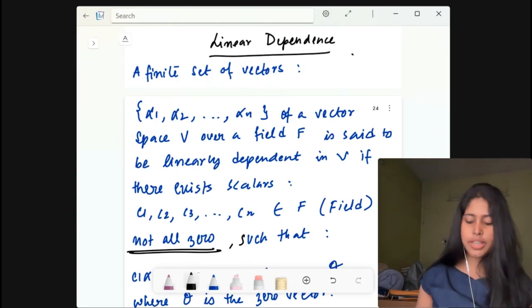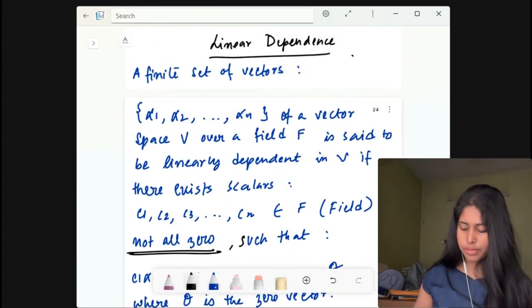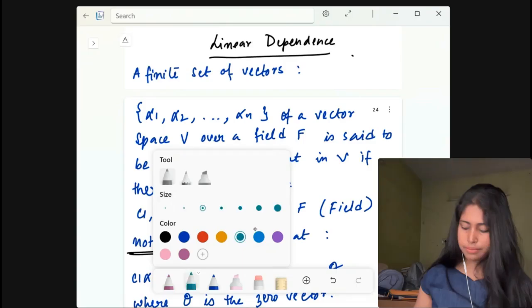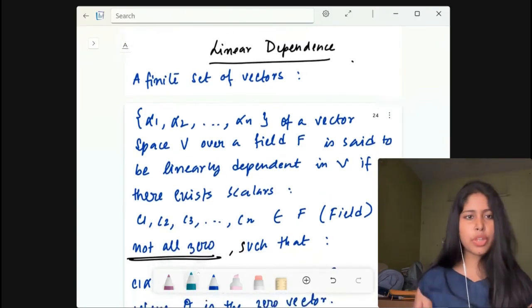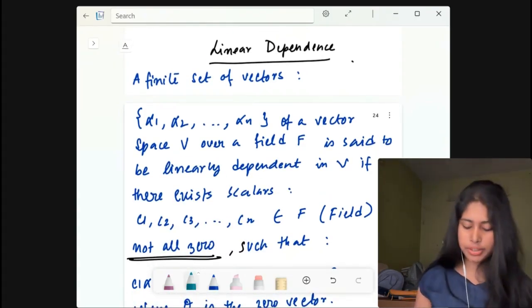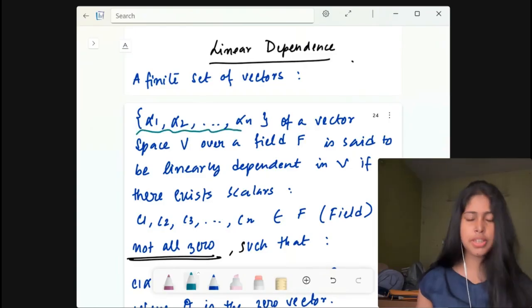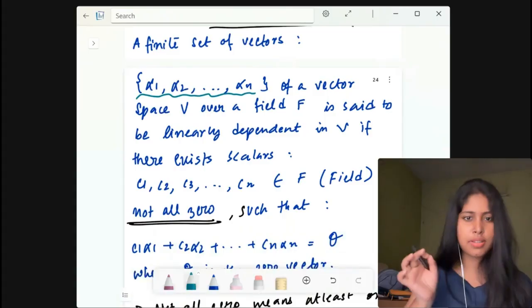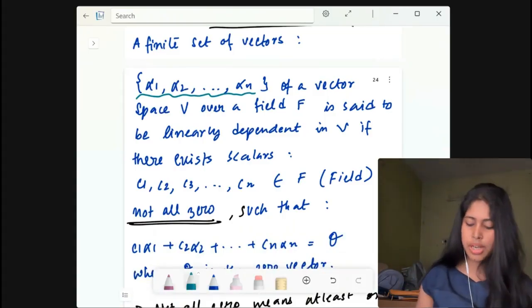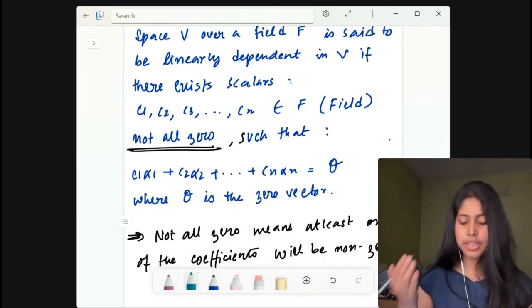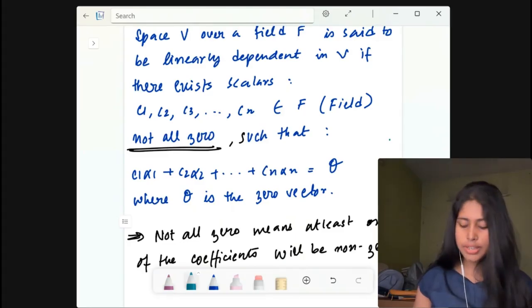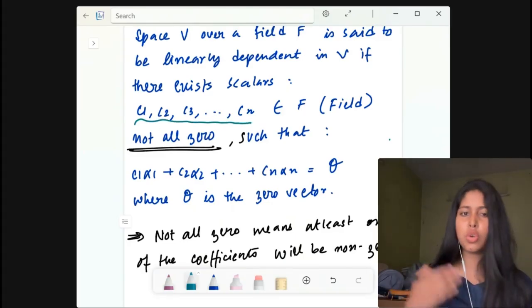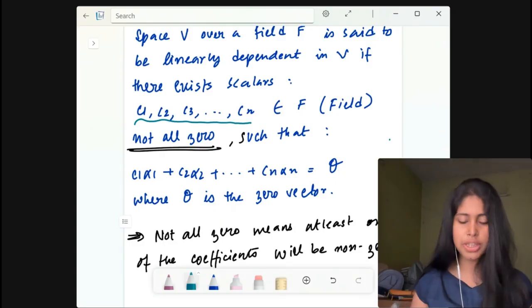So this is just the definition of linear dependence. See, here first, what are we doing? We are considering a finite set of vectors from the vector space V over the field F. This is a must statement which you need to write. Okay, and then you need to consider that there exist scalars like C1, C2, C3 goes on till Cn, which belong to the field, right?